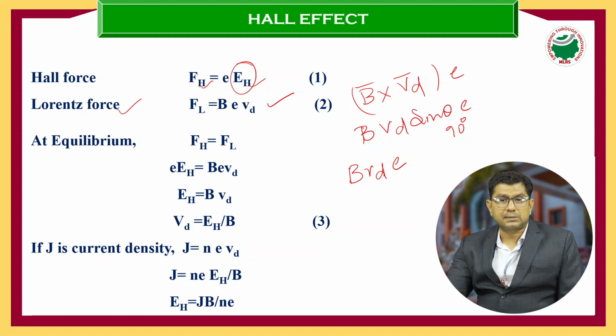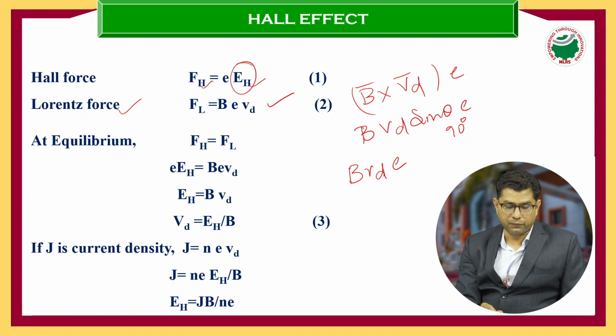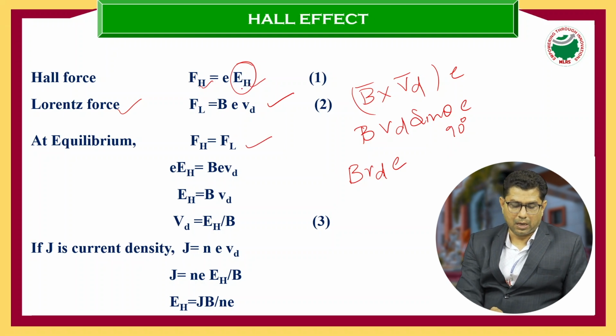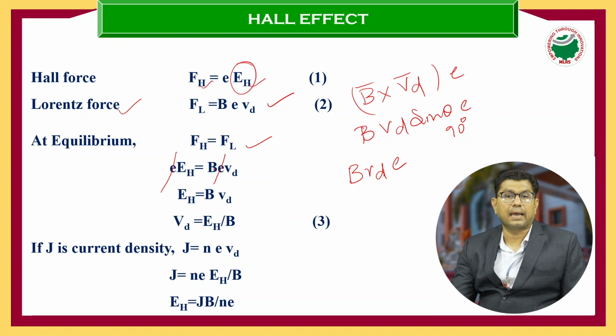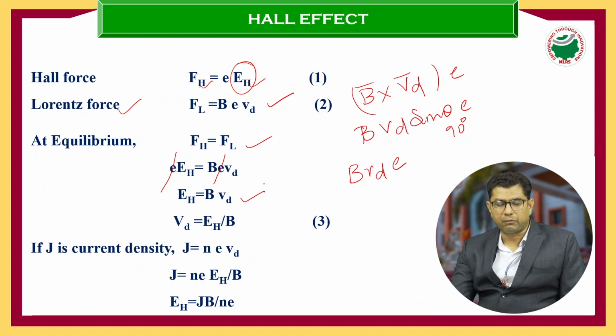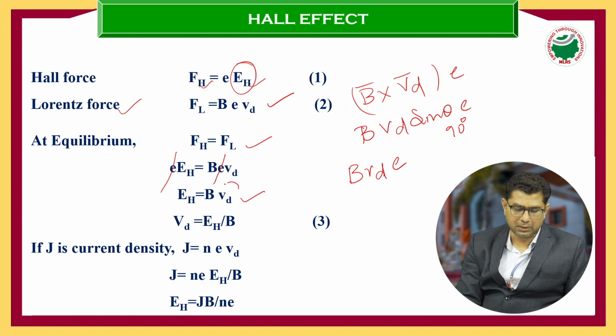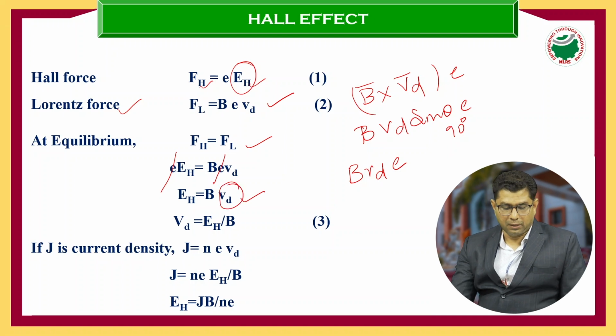When it reaches a steady state, the Lorentz force is balanced with the Hall force. So the Hall force e into EH equals B e VD. Both sides e and e cancel, so EH equals B into VD. From this equation, VD equals EH by B. VD is nothing but drift velocity.